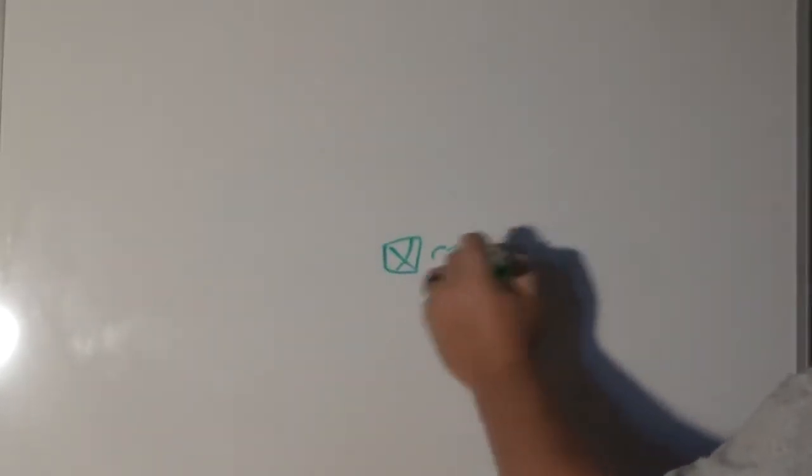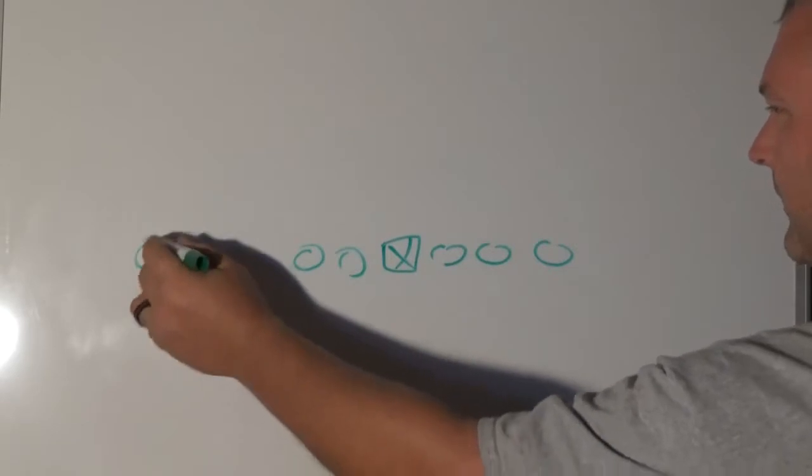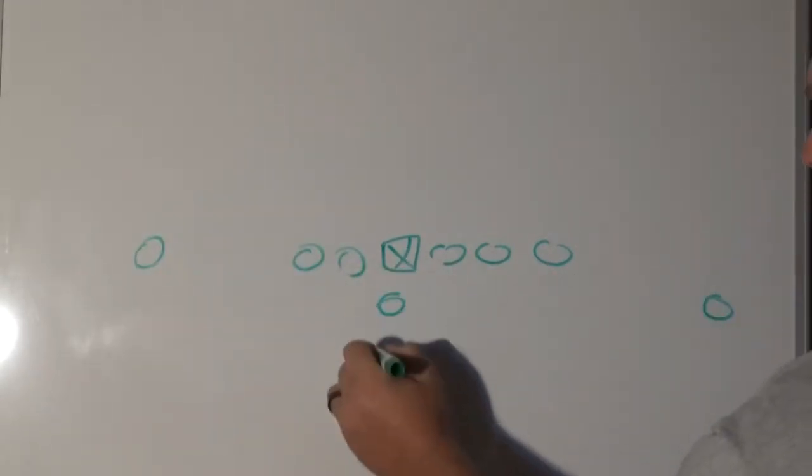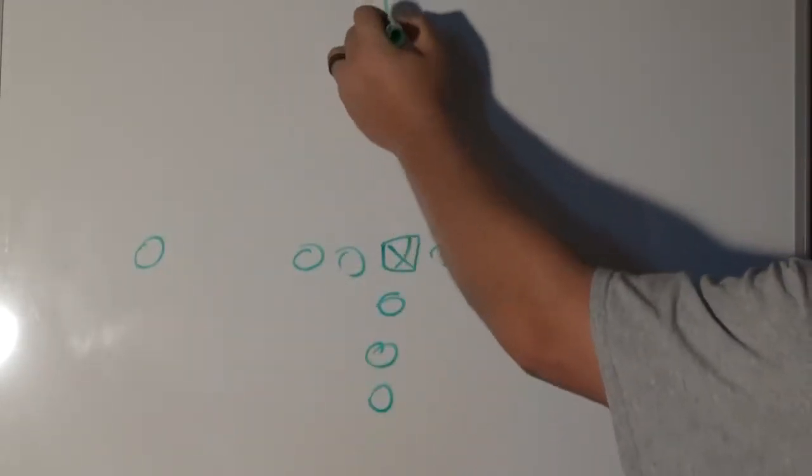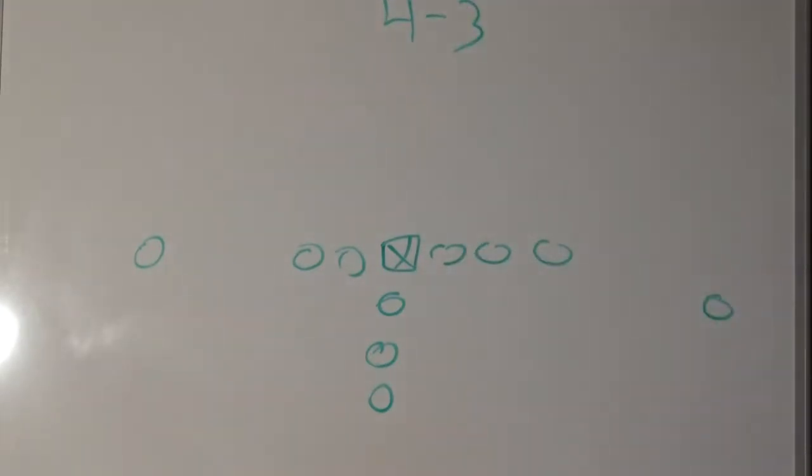All right, let's talk about, say we're on defense. And maybe we get towards the end of the game and we have a little bit of a lead. Or we're playing a team that we know likes to throw the ball a lot. We will drop into what we call a 4-3 defense.